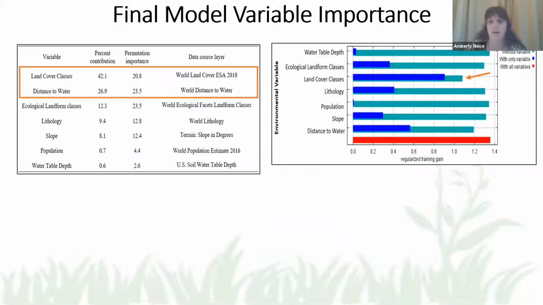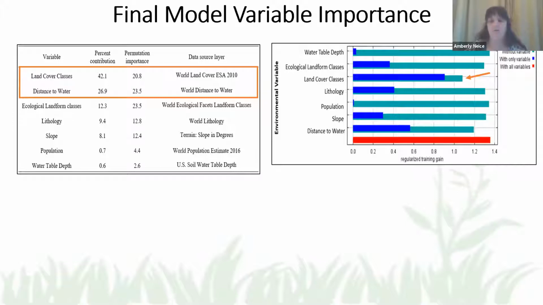The change in model gain, or effectiveness, is illustrated in the jackknife plot to the right, where different variables were excluded, the green bars, or used exclusively, the blue bars. A long blue bar, or a short green bar, indicates that the variable was very influential on the model. In this case, the land cover vegetation class had the most influence.